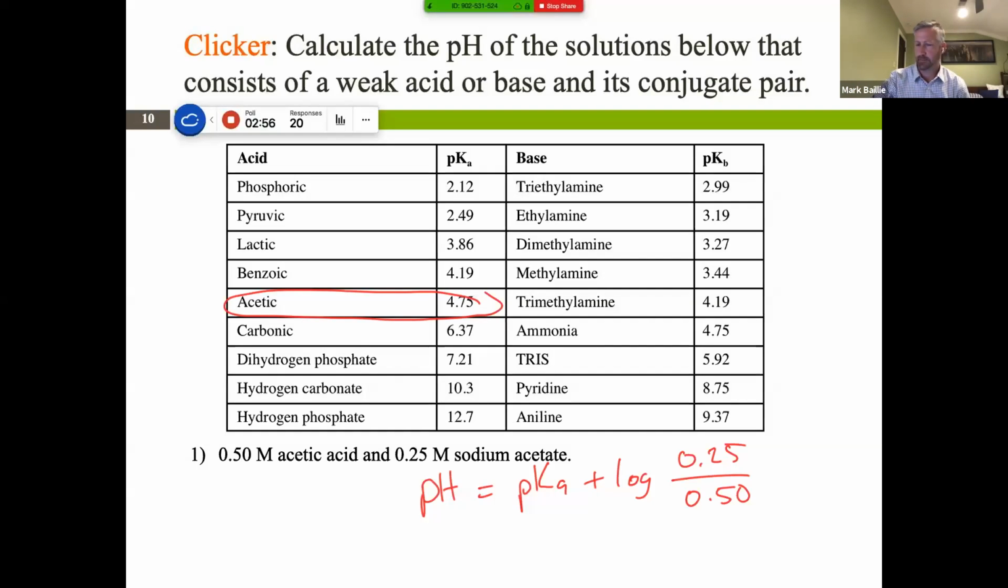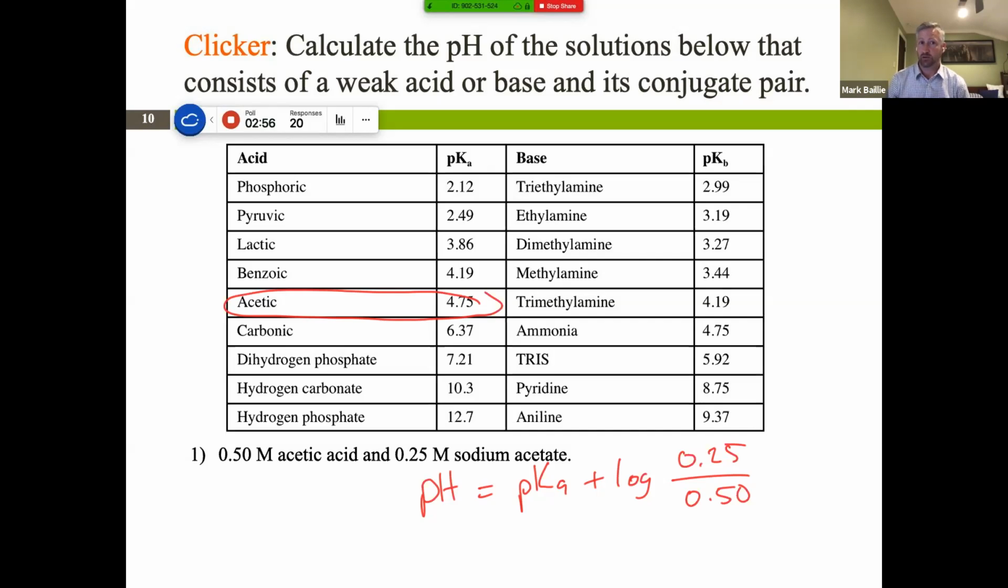Nick, you want to answer that one? Oh, I'm sorry. What was the question? Do you expect the pH to be higher or lower than the pKa in this problem? Should it be lower? Why? Is that because we have more acid than base? Yes. So of our conjugate acid-base pair, we have more of the acid than the base. So the pH is going to be lower.